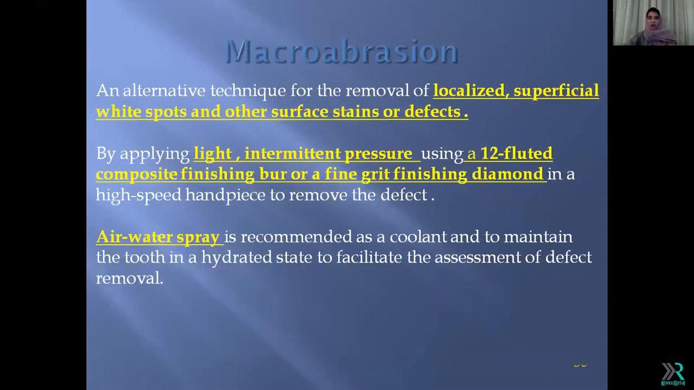Macroabrasion is another alternative technique for removal of the localized superficial white spot and other surface stain or defect by applying light intermittent pressure using a 12 fluted composite finishing burr or fine grit finishing diamond burr using a high-speed handpiece. The air water spray is recommended as coolant and to maintain the tooth in a hydrated state to facilitate assessment of the defect removal.